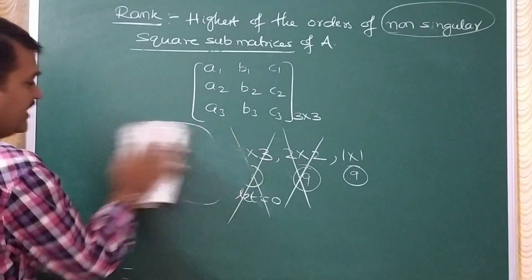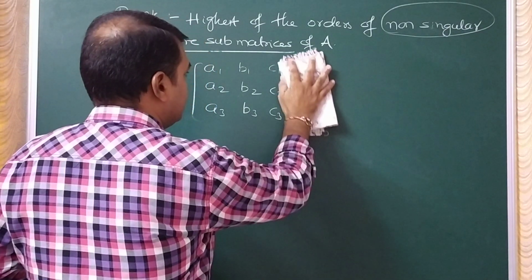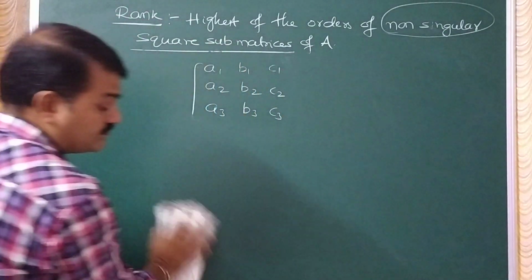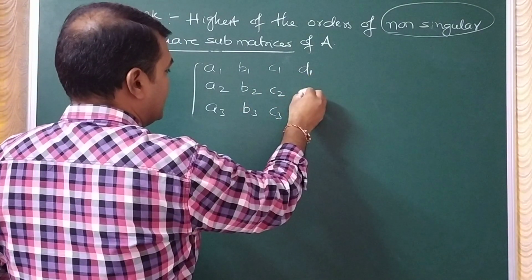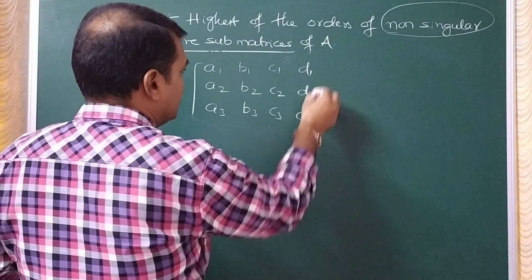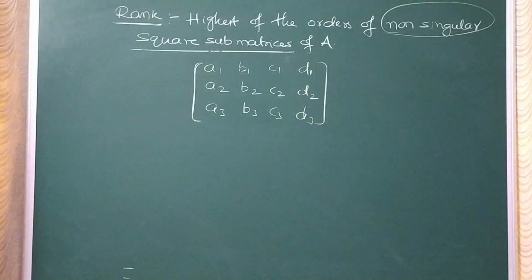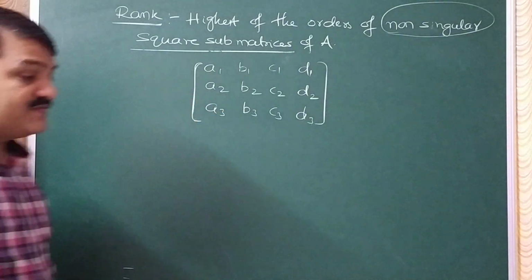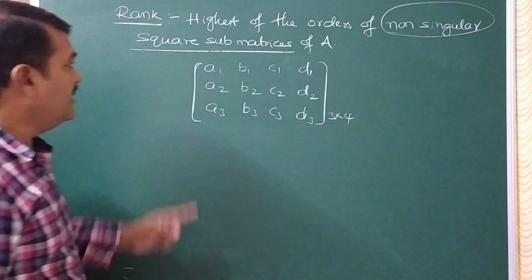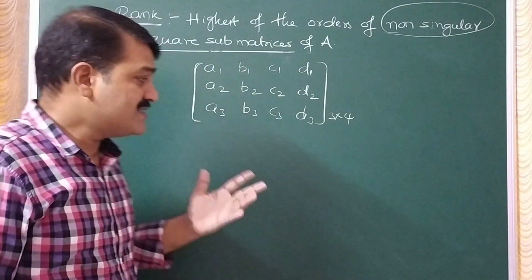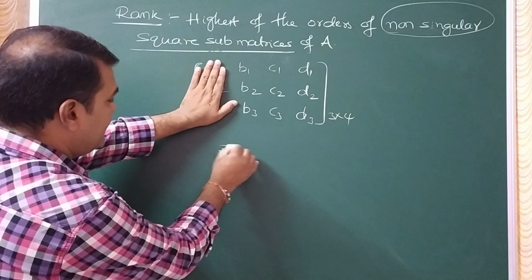Okay, so now I will change the given matrix. For example, let us assume the given matrix like this. That means a 3 cross 4 matrix is given for us. For example, you have to take only square submatrices. Square submatrices means if I remove one column like this, I will get a 3 cross 3 submatrix.